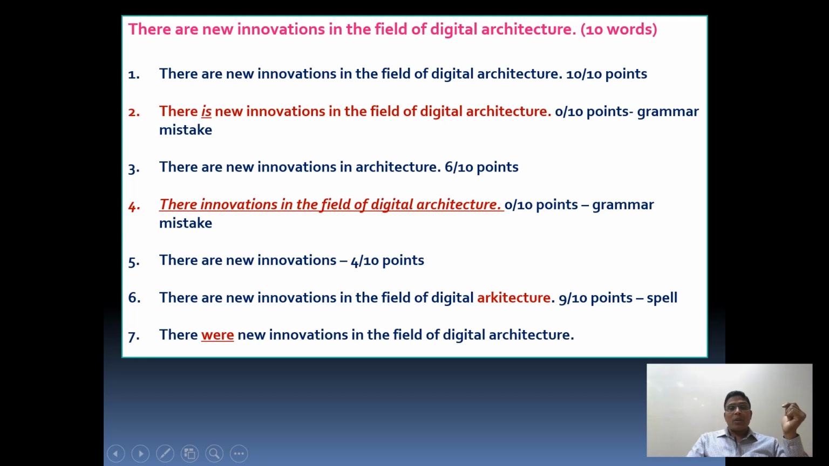Maybe look at the seventh scenario. There were new innovations in the field of digital architecture. Instead of writing "are," you wrote "were." So "were" will be treated as a spell mistake, but it is a grammatically right sentence. So whatever the number of words we get, 1, 2, 3, 4, 5, 6, 7, 8, 9. 9 points we'll get.